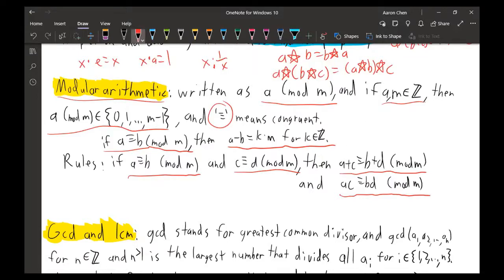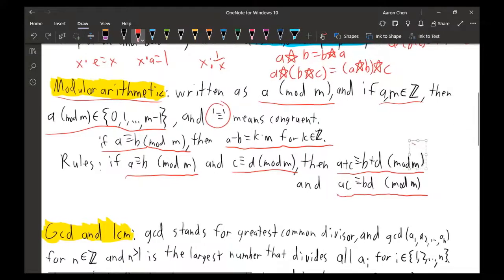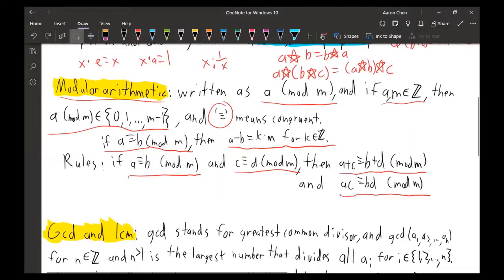So basically, some simple examples of this would be something like, oh, sorry. Okay, there we go.